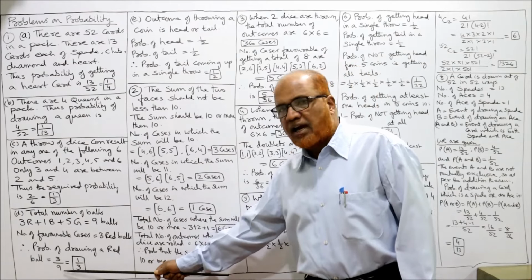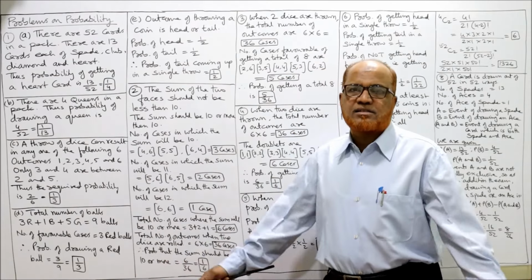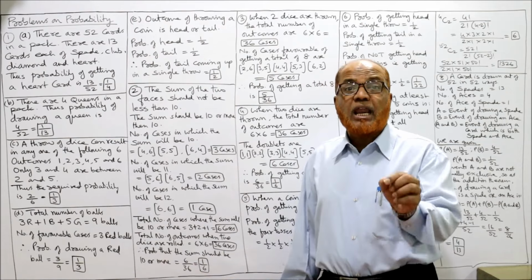So 3 by 9, or 1 by 3. That's it. This is the probability of drawing a red ball.